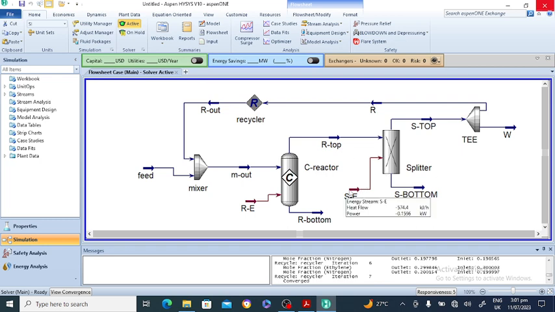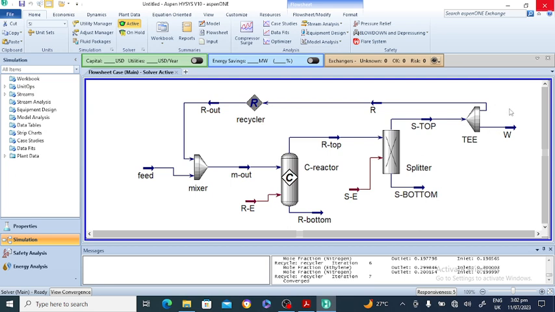The energy removed in the splitter is minus 0.156 kilowatt, or 574.4 kilojoule per hour. Okay. Now the question asks what happens if we change this purge flow rate.